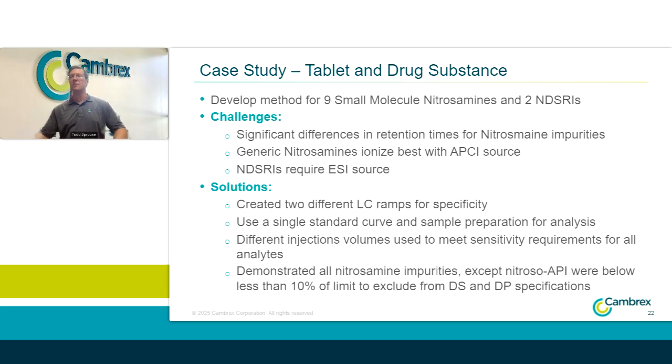We did create a single standard curve preparation with all of these analytes in the analysis to make it easier to prepare and analyze samples. And then we required different injection volumes as well to meet those sensitivity requirements for all analytes. And we demonstrated that all nitrosamine impurities, except for the nitroso API, were below the 10% limit, and we were able to exclude those from the drug substance and drug product specifications going forward.